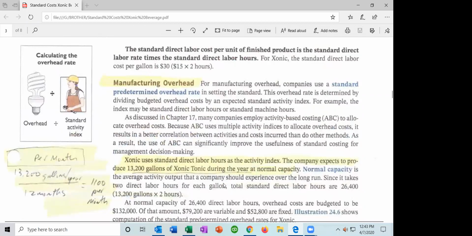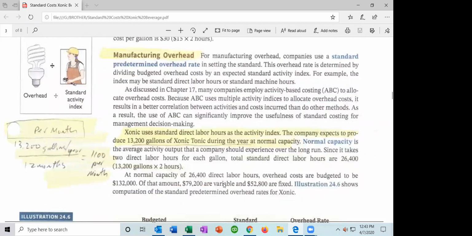Third component of product cost, as you well know, is manufacturing overhead. Let's read this. For manufacturing overhead, companies use a standard predetermined overhead rate in setting the standard. This overhead rate is determined by dividing budgeted overhead costs by an expected standard activity index. You remember the definition of a predetermined overhead rate: total estimated manufacturing overhead dollars divided by total estimated activity base.